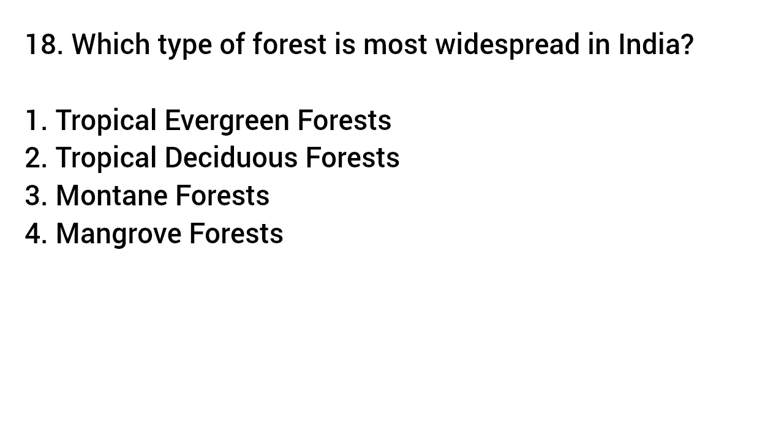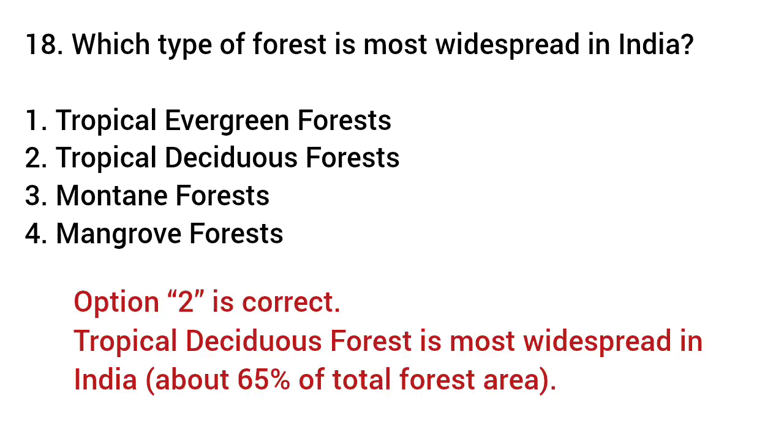Which type of forest is most widespread in India? Answer. Option 2 is correct. Tropical deciduous forest is most widespread in India, about 65% of total forest area.